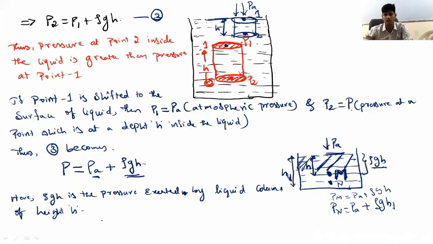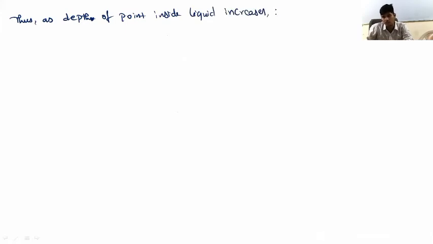So you can conclude that as the depth of a point inside the liquid increases, the pressure also increases. So liquid pressure increases with increase in depth inside the liquid. This is the variation of pressure with depth.